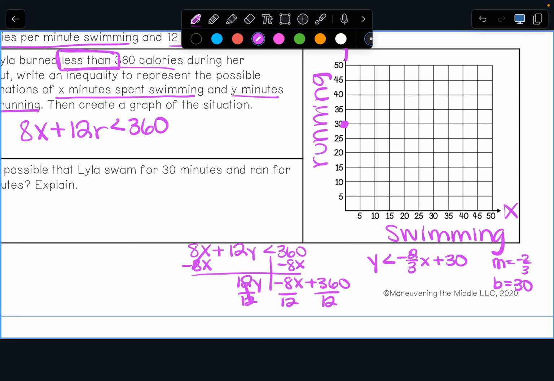The line's going to be dashed. We're going to go down what? Down 2, over 3. Down 2 over 3. Down 2 over 3. Okay. And yes, it is going to be dashed, so just draw some little lines in between. Okay. And we are going to shade below the line because it's less than.